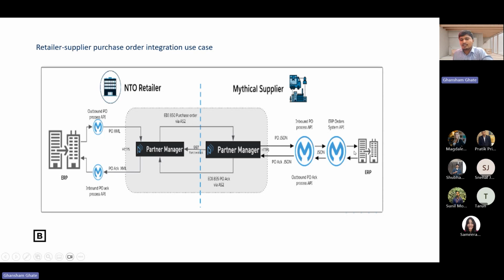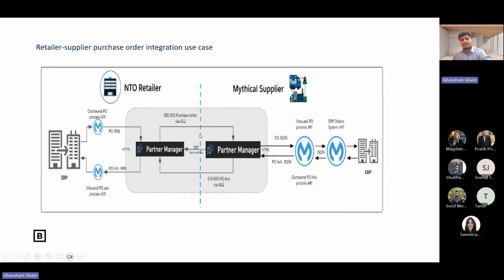Once the ERP system of mythical supplier receives the PO, it will process that PO and create an acknowledgement again in JSON format, and send it to the partner manager of mythical supplier. Okay, partner manager will then create an 855 acknowledgement EDIFACT document, send it to the partner manager of the NTO retailer, and the partner manager of the NTO retailer will then transform that acknowledgement to XML and send it back to ERP. So this is how the communication happens between the two partners via partner manager.